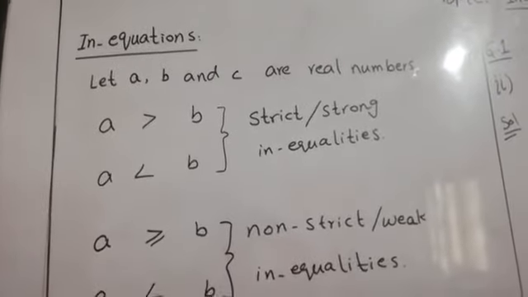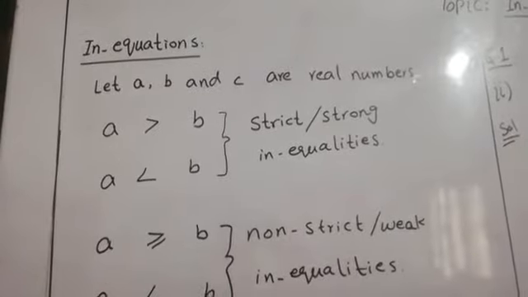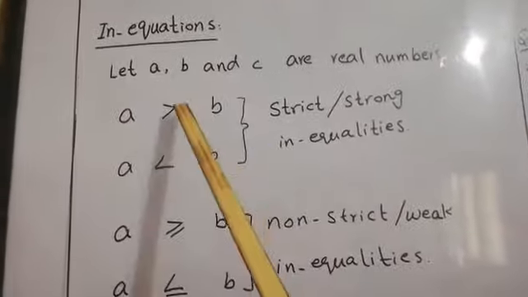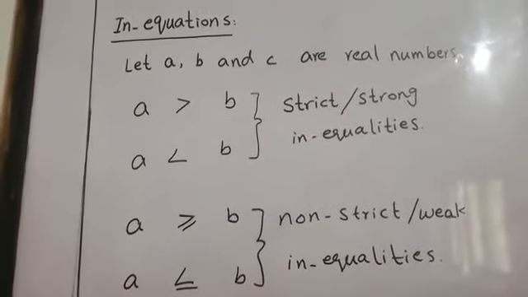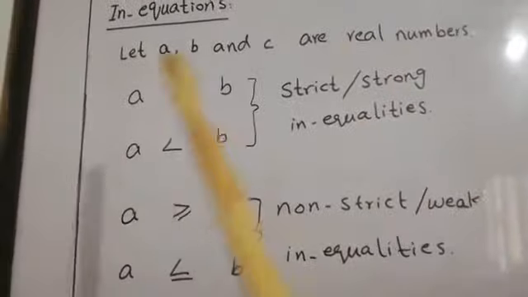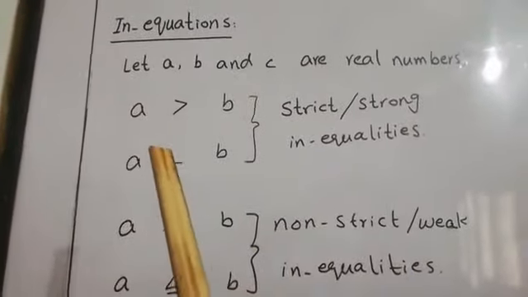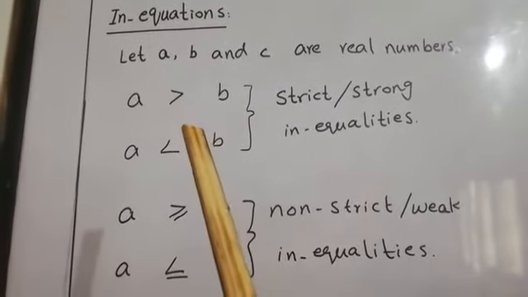Whenever there is the equality sign between 2 expressions, then this is known as an equation. And when we use the signs greater than, less than, greater than or equal to, less than or equal to, these are known as inequations. There are some examples or types of inequations which we will discuss in our today's lecture.